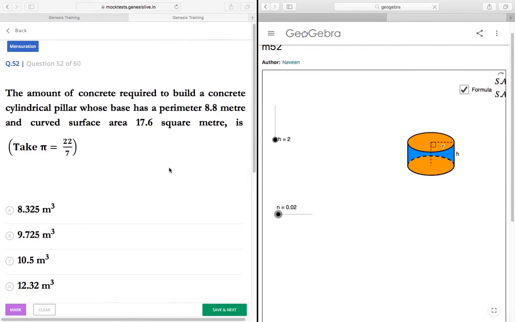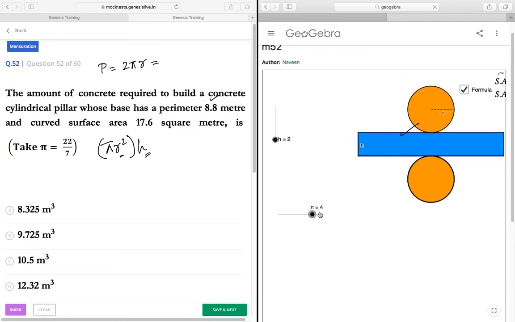Next one. The amount of concrete required to build a concrete cylindrical pillar, okay, this is the pillar, whose base has a perimeter of 8.8 and the curved surface area is 17.6. Fine. What do we need? We need the overall volume. So volume of a cylinder is given by pi r square, that is the area of the base, into height. Now I need radius as well as height. So radius can be obtained from the perimeter, right? Perimeter of the base, that is a circle.